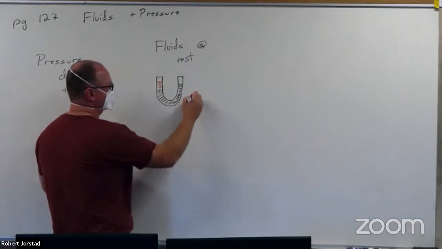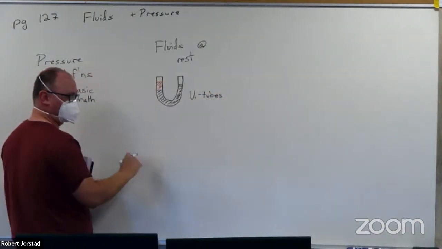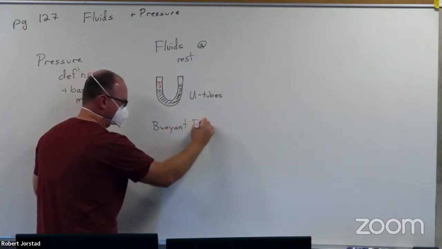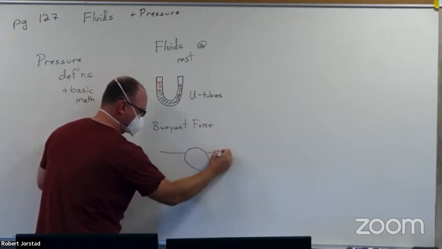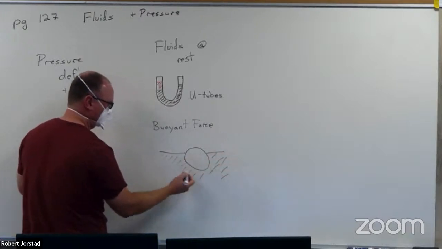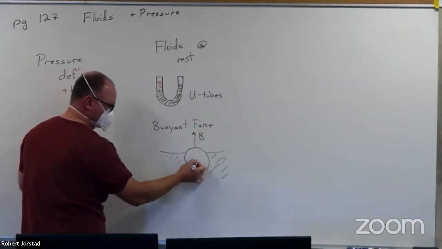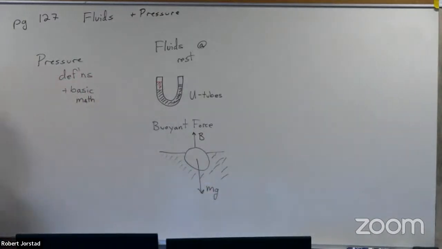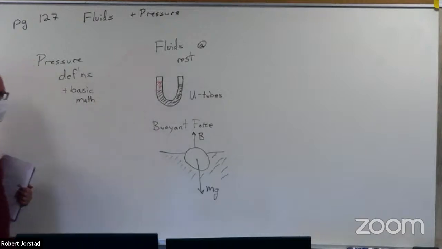Okay. So we'll call these U-tubes. And then there are problems with dams, things like that. But there's also a whole other class of problems, where you have an object that's partially or fully submerged in a fluid. There's a force upwards, called the buoyant force, which we're going to learn about. Obviously, in this case, there's another force downward, maybe mg. And we could have this thing sitting on a table or hanging from strings, things like that. So these are our fluids at rest problems.